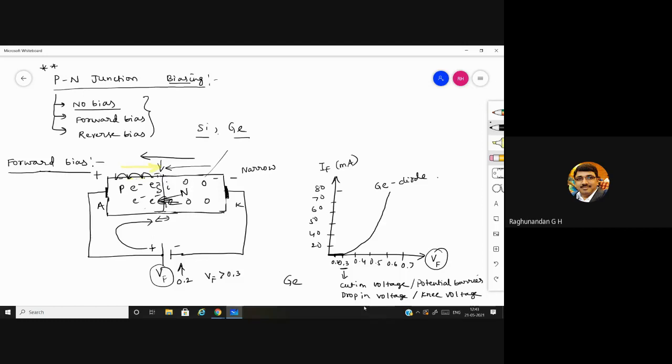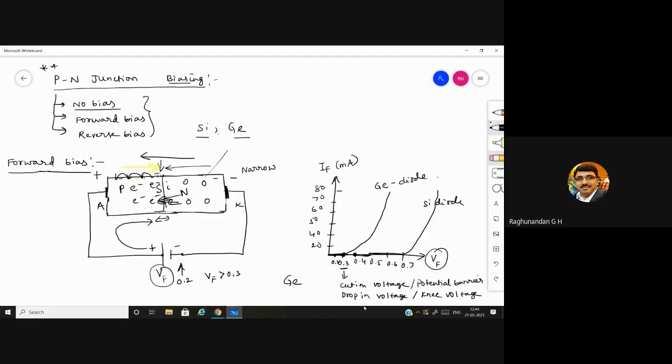Now I am giving 0.3. At this particular point, I have kept my battery. What will happen to the current? How much current will you be getting? It won't pass, sir. That means it will be 0. Now I'll go to 0.4. 0. I'll go to 0.5. 0. 0.6. 0. 0.7. It will start conducting. This is for the silicon diode. This is the VI characteristics curve for silicon.